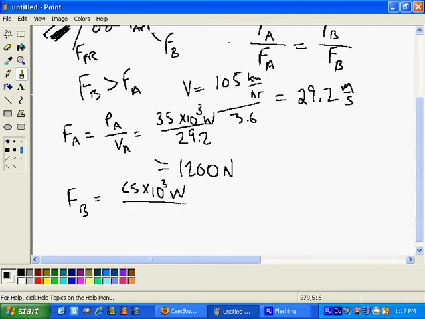So FB, on the other hand, is going to be 65 times 10 to the power of 3 watts divided by 29.2 meters per second. And what's that force going to be? 2,226? 2,226. Okay, so as you can see, FB is definitely greater than FA. Next part of the question.